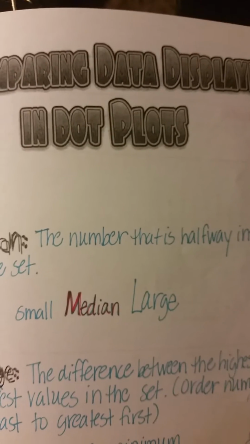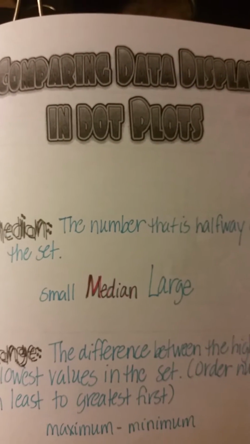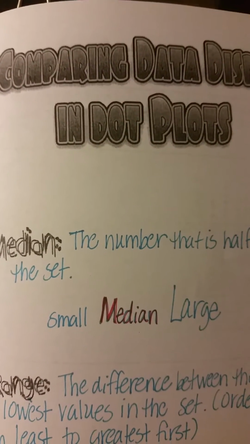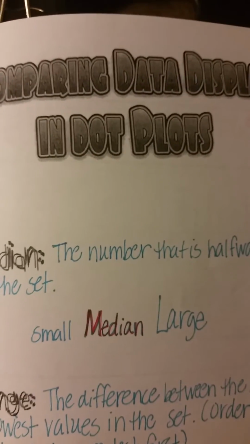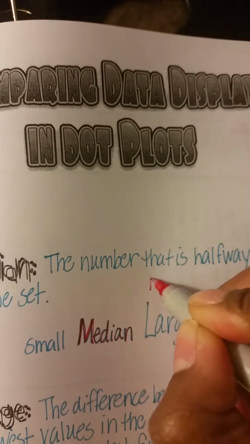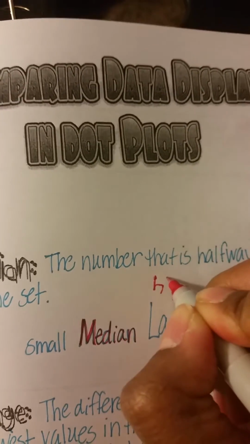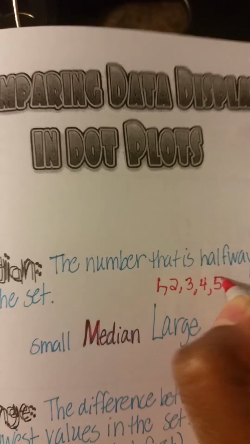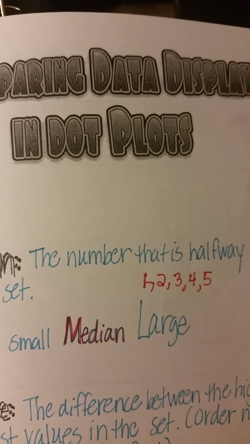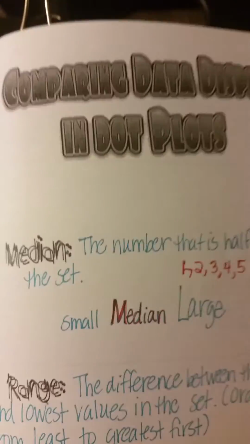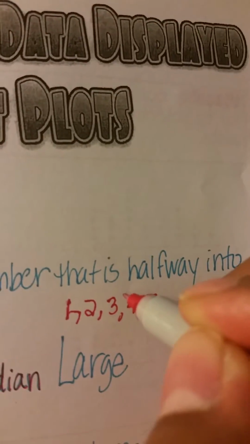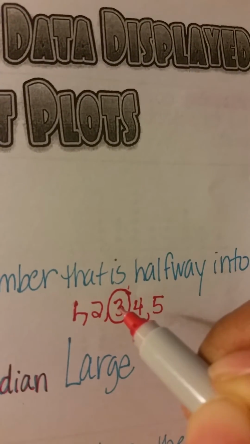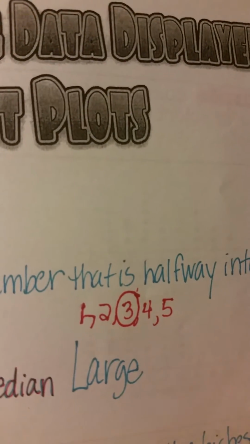Okay, so the first one we're going to talk about is the median. The median is the number that is halfway into the set. Okay, so we have a list of numbers. If we listed 1, 2, 3, 4, and 5, our middle number is the one that is halfway into the set. So our middle number here would be 3. And the way we would do that is we look at the first number, last number, first number, last number. This number here is in the middle. So 3 would be our middle number, which would be our median.